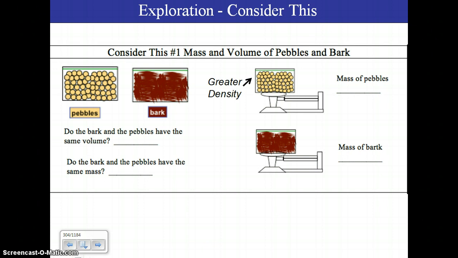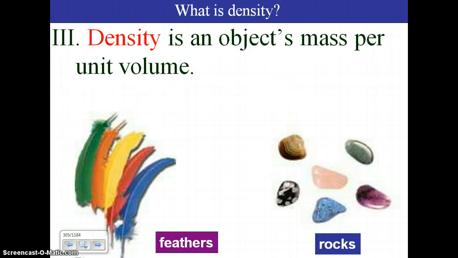On your papers, I want you to write greater density, and I want you to draw an arrow pointing to the pebbles. The pebbles have a greater density because they have a greater mass for their size. So density is an object's mass per unit volume, and this helps us to get a little better understanding of what that means.